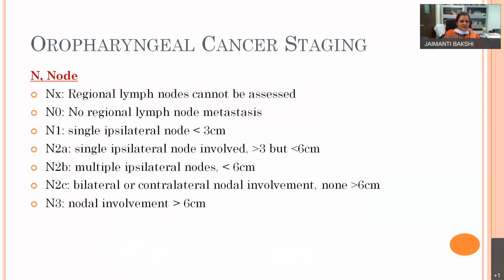N staging is as follows. NX: regional lymph nodes cannot be assessed. N0: no regional lymph node metastasis. N1 is a single ipsilateral node less than 3 centimeters. N2a is a single ipsilateral node more than 3 centimeters but less than 6 centimeters. N2b is multiple ipsilateral nodes, all less than 6 centimeters. N2c is bilateral or contralateral nodal involvement, but none more than 6 centimeters in size. N3 is nodal involvement more than 6 centimeters.